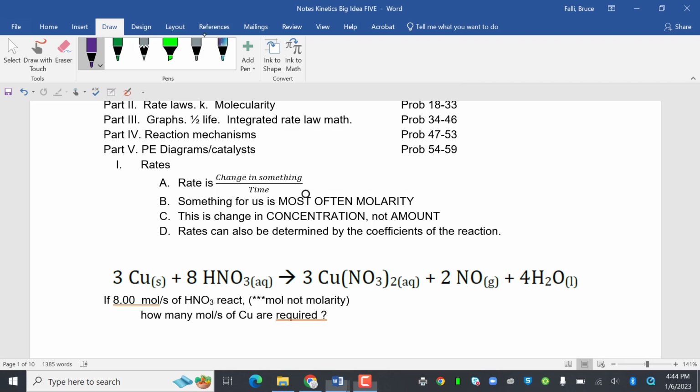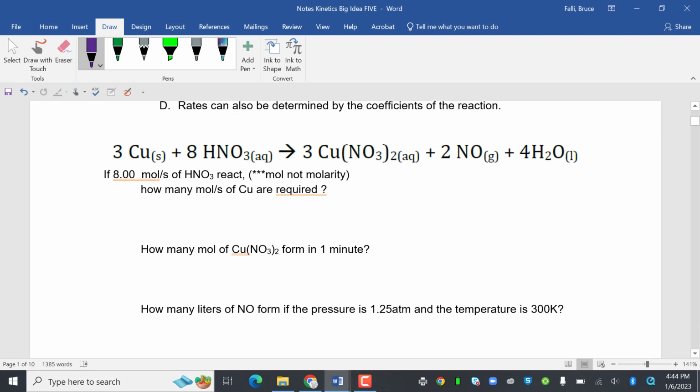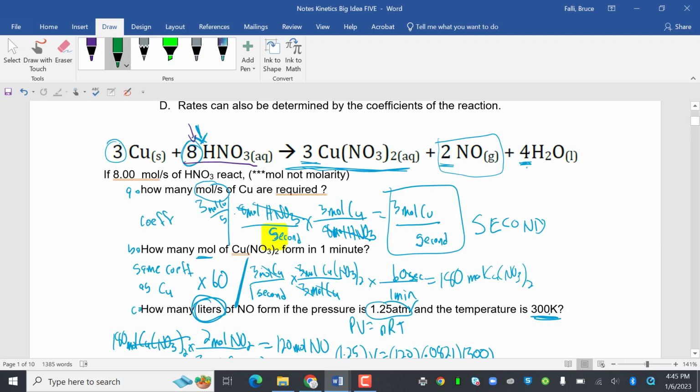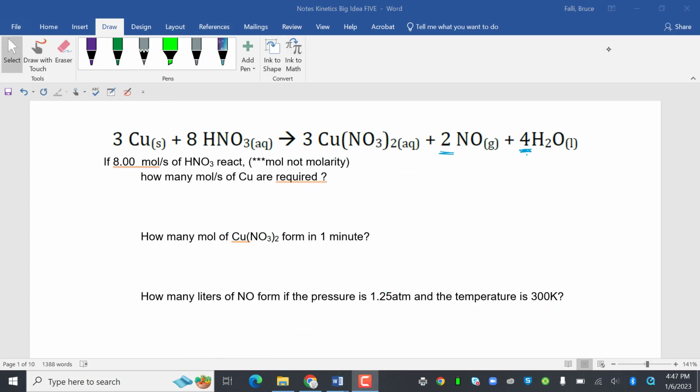So starting off, the coefficient. If 8 moles per second of HNO3 reacts, so 8 moles per second, and that's going to produce... Okay, problem solved, I think. How many moles of Cu are required? So moles per second are required. So notice this is going to be 8, this is going to be 8, so this is going to be 3. That's kind of obvious when we have it set up for that.